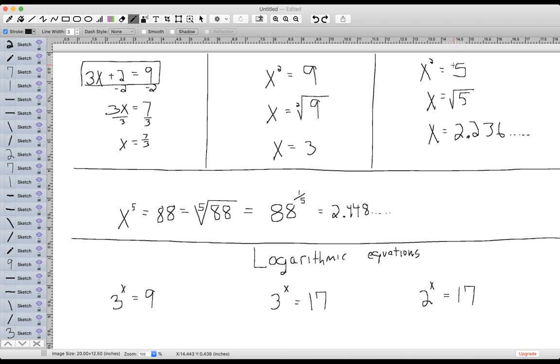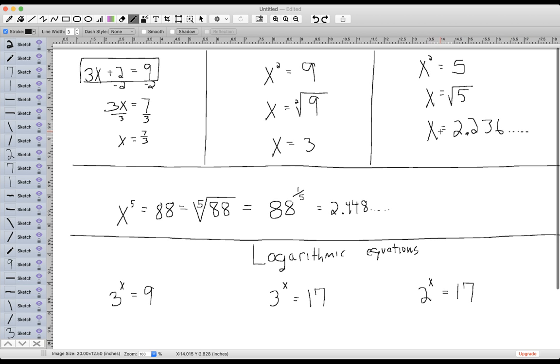Well, we still want to be able to solve this, or isolate the x, get rid of this operation of a square. Well, we do that by square rooting 5, which we might not know off the top of our head. So I grabbed a calculator and I square rooted 5 and got 2.236, and so forth. And it keeps going. It's an irrational number. So we're still able to solve for x. What if I had x raised to the 5th power? Again, I can solve that.